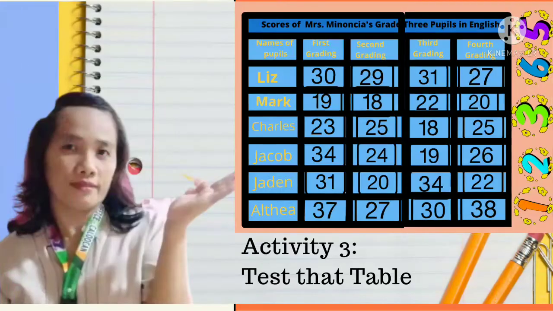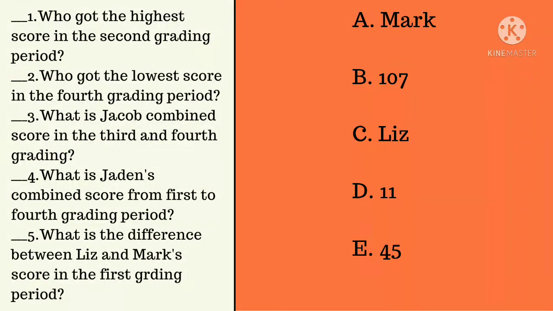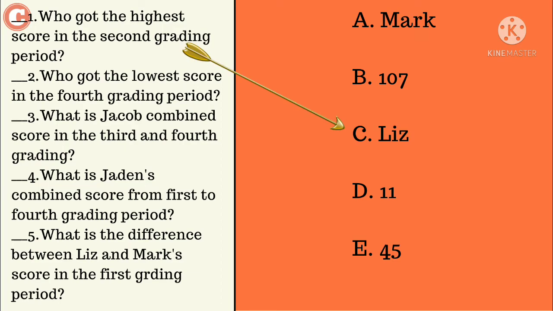For our next activity, we have Test That Table. The table displays the score of the grade 3 pupils in the English class of Mrs. Minoncia. Now, let's try to answer the following questions. Number 1. Who got the highest score in the second grading period? Did you answer C? That's right.